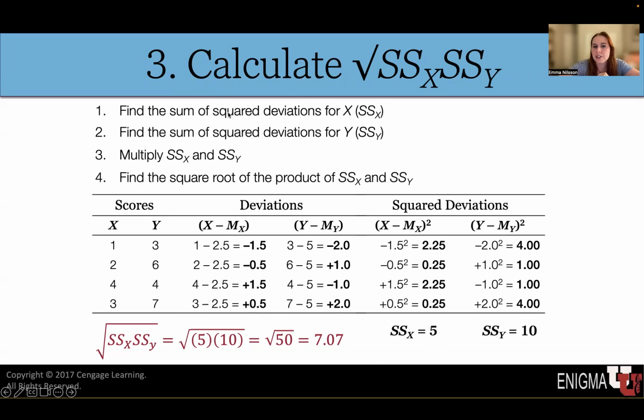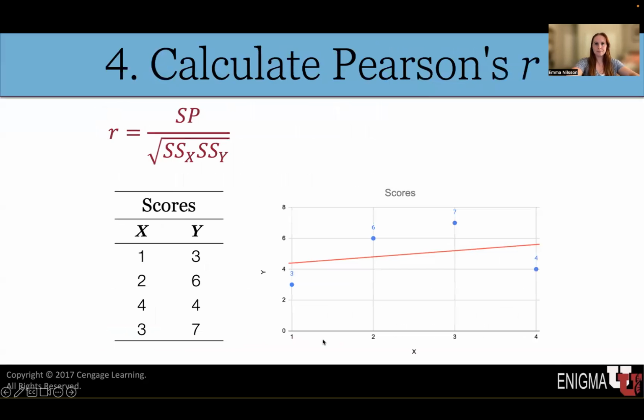The sum of the squared deviations, remember, is you're going to take the deviation and then you're going to square it. That's what these first two steps are. And then you find the sum of all of those squared deviations, right? So the sum of the squared deviations for each variable is what we multiply. So 5 times 10, and then we take the square root of that to find our denominator. Once we have that, we can calculate Pearson's R.